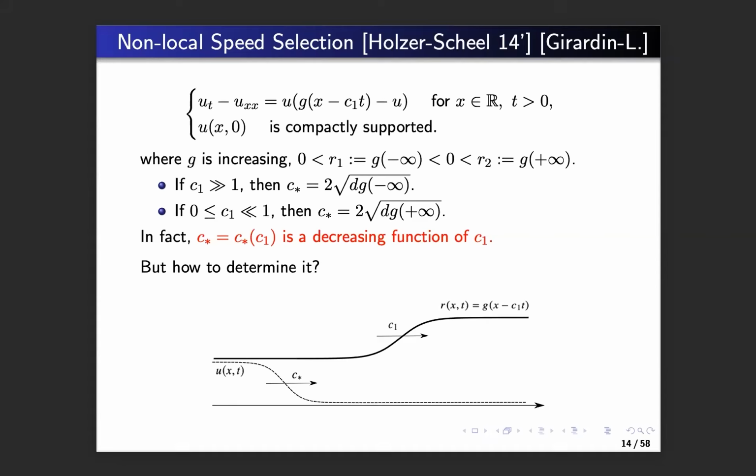Now, if you look at C1, for different C1, you have a different environment. And there is an order relationship between different C. One can easily show if C star exists, then it is a decreasing function of C1. It has to be in a way of connecting these two.